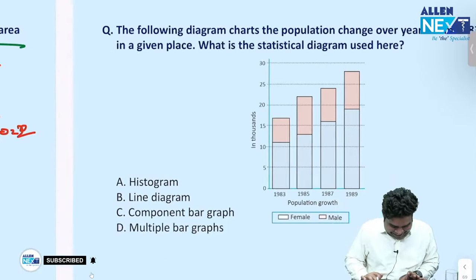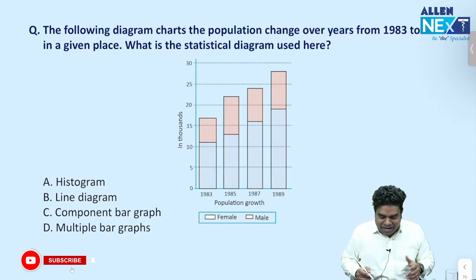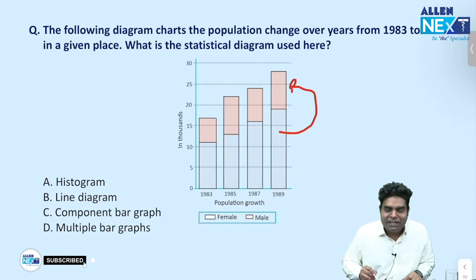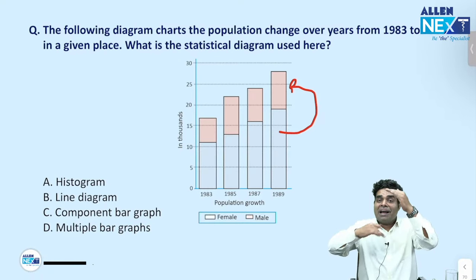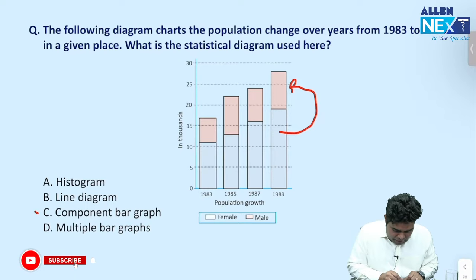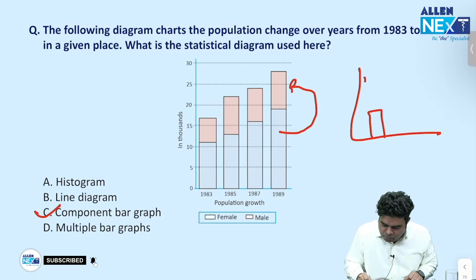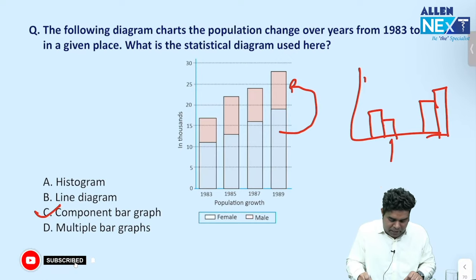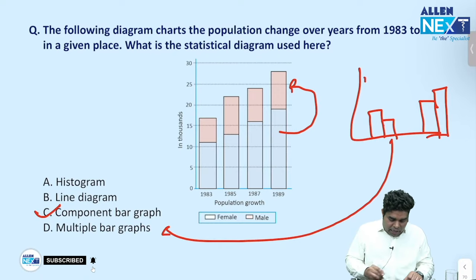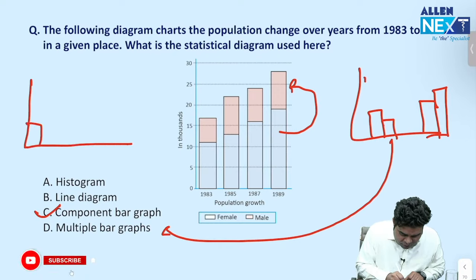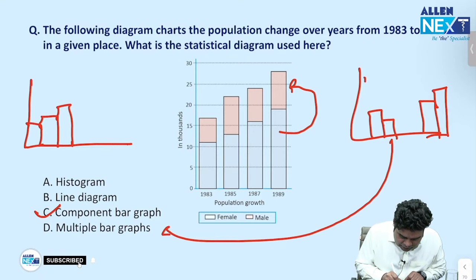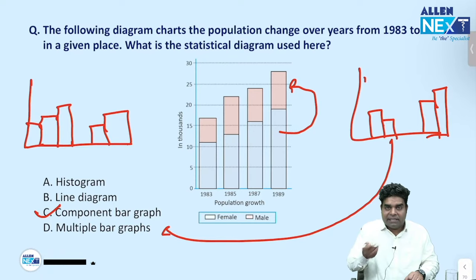Okay, come here. So which diagram is shown here? One above another, if they show, that is a component bar diagram. But if they show like this, two bars here, then two bars here, that is a multiple bar diagram. And if they show like this, 1, 2, 3, then a gap, then 1, then 2, what is this?